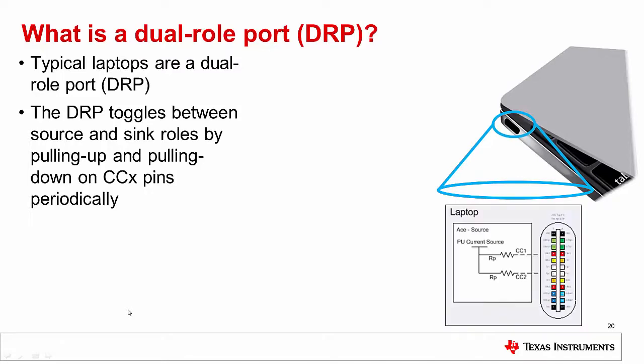So let's look at a laptop, a classic example of a dual role port, because it wants to sink to charge its battery, and it wants to source to connect to a hard drive or a mouse or many other things. When it's in source mode, the laptop is going to be applying RP pull-ups, as shown here. And when it's in sink mode, it's going to be applying the RD pull-downs. So when nothing's connected, it's going to be toggling back and forth from pulling up and pulling down, because it doesn't know what it's going to get connected to. It could get connected to a source or a sink.